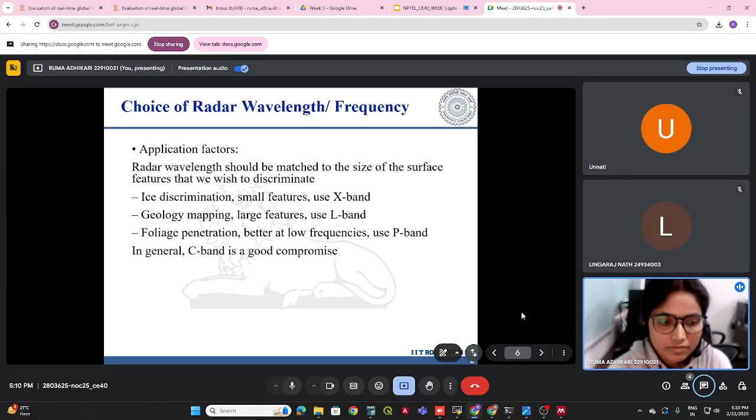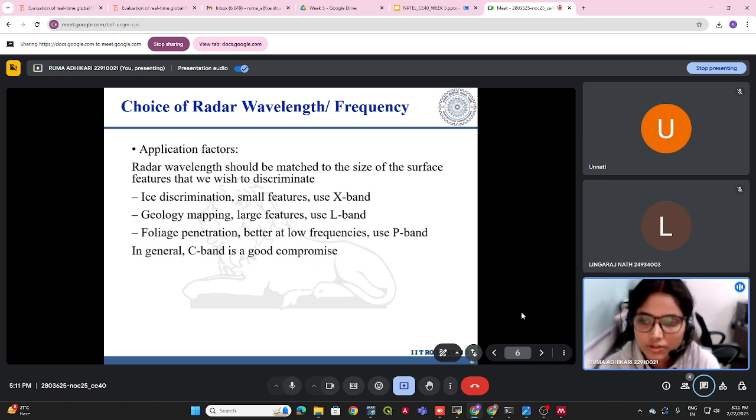So the choice of wavelength is very important in terms of our use or application, because the radar wavelength should be matched to the size of the surface feature that we use to discriminate. That is, if we work with ice discrimination, the feature of ice is very small, so we use X-band that has very low wavelength. And in geology mapping, which has comparatively large features, we use L band, and so on.